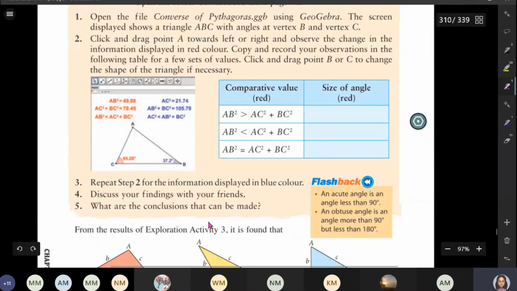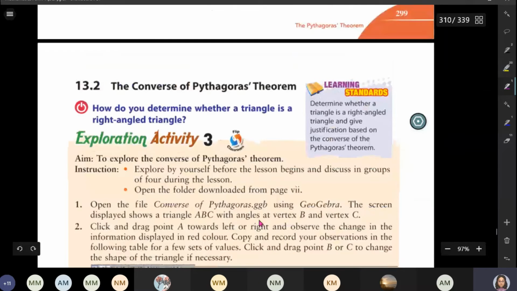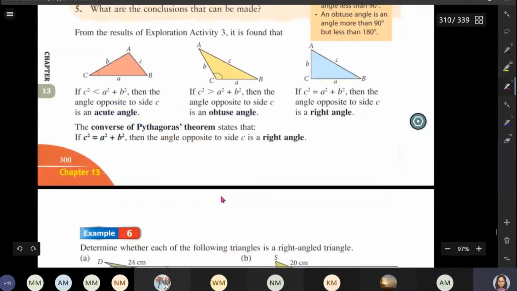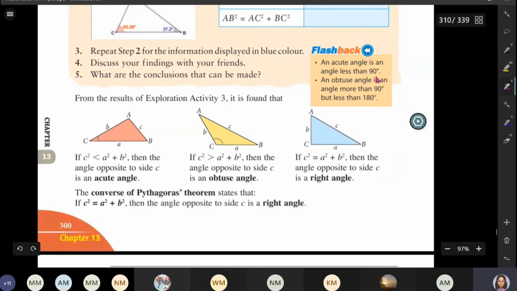Okay, so let's go straight to the example, this exploration activity, right guys? So we just look at the conclusion, or the finding of the experiment, sorry. Okay, so just before that, a flashback. You have learned this before.